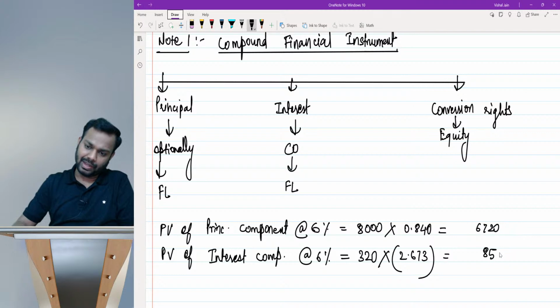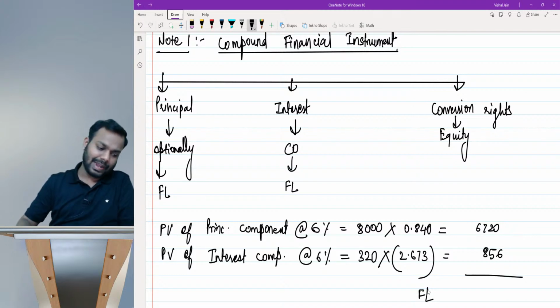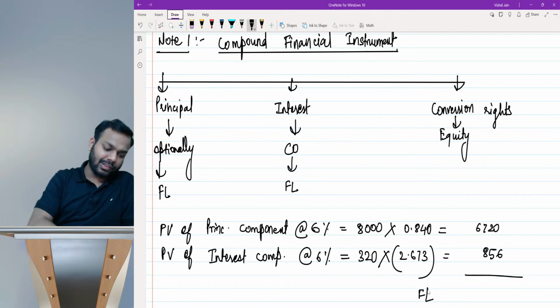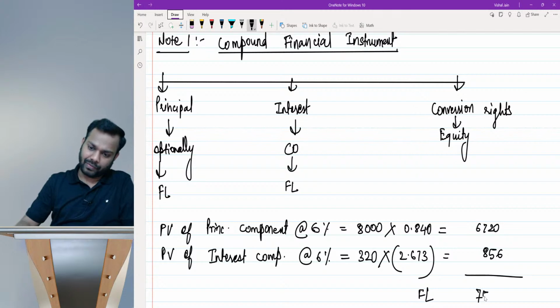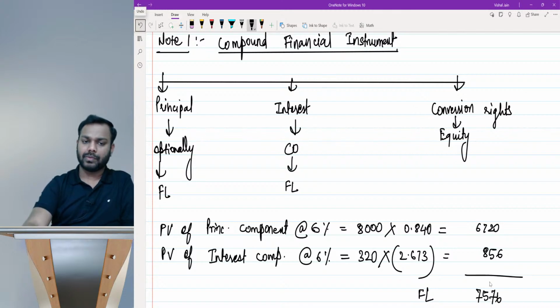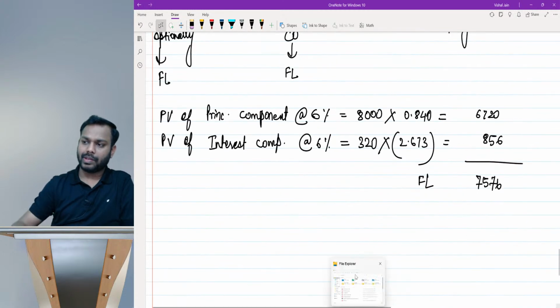So now what is your financial liability? The financial liability is 856 plus 6,720, which is 7,576. Right? Now what are the issue proceeds? Tell me, what are the issue proceeds?